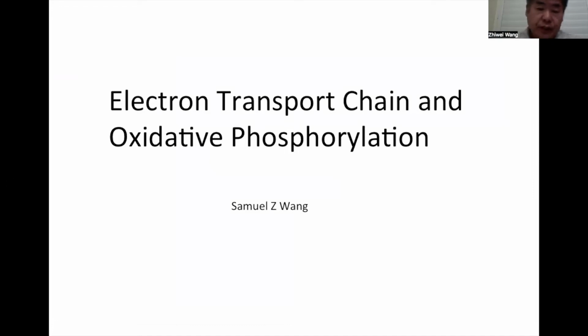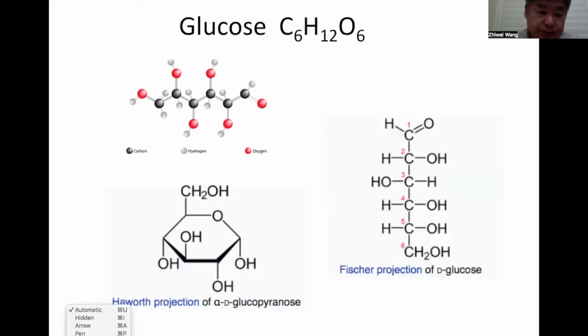Yeah, do we know that to start with talking about the electron transport chain and oxidative phosphorylation, we have to start with the molecule. That's the glucose oxidation. That's the molecule that starts the whole process. We know that glucose is a 6-carbon molecule. Here we have 3 different forms to show the molecule.